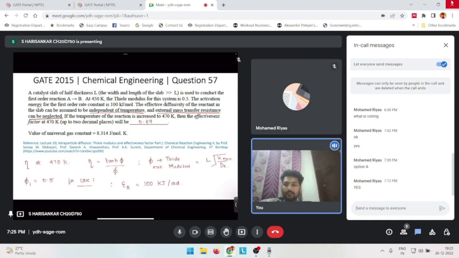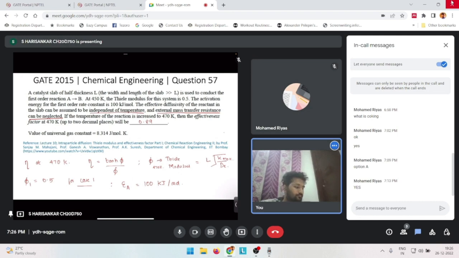Okay, so basically what we did here is we just took all the data that they have given. In this question, they have not given us our reaction rate constants. Instead, what they have given us is the universal gas constant R and the activation energy E. And they have also given us that the effective diffusivity is independent of the temperature, and the external mass transfer resistance can be neglected. So based on all these assumptions, what will be the internal effectiveness factor at 470 Kelvin?